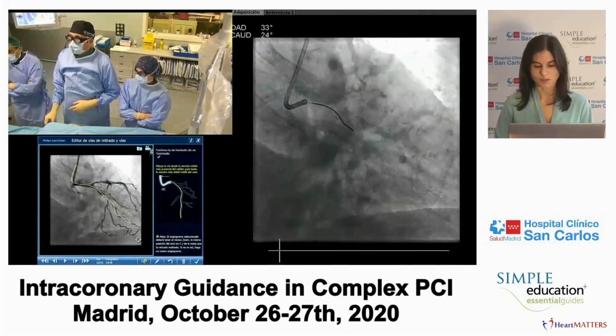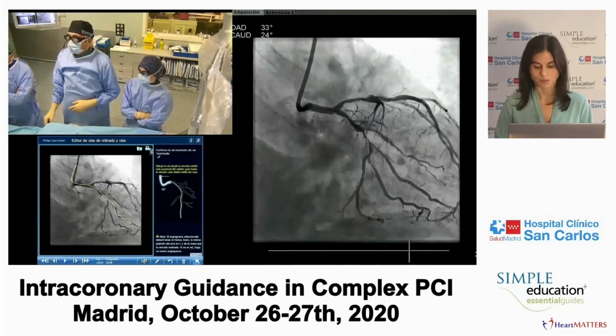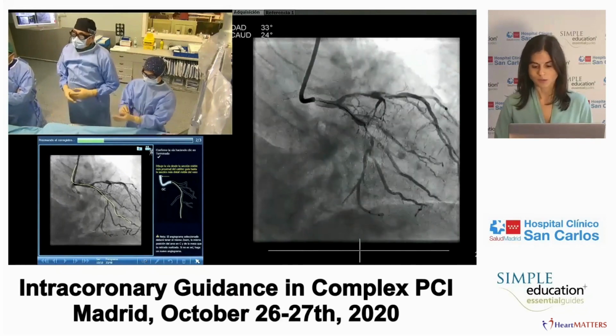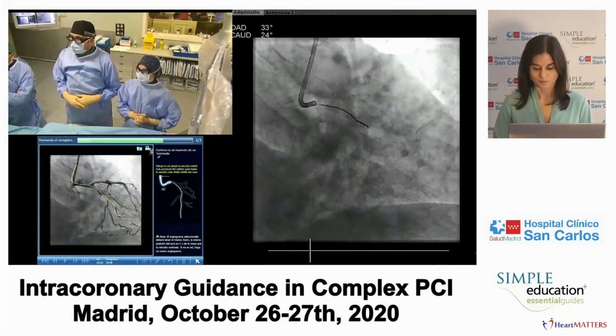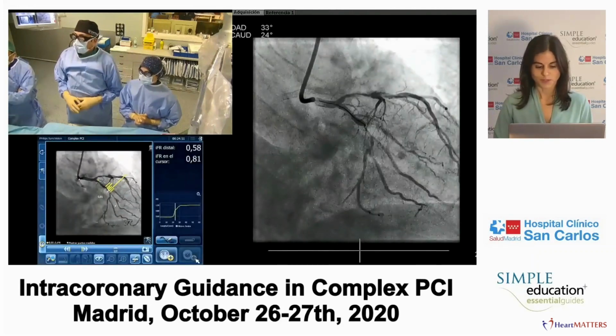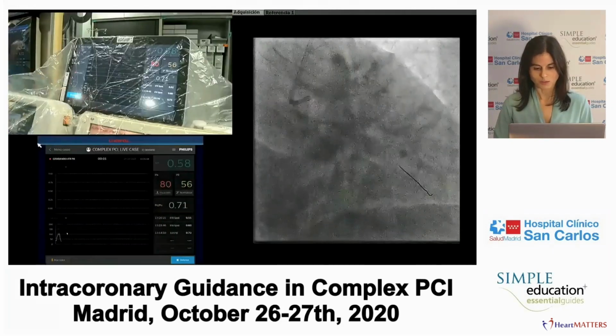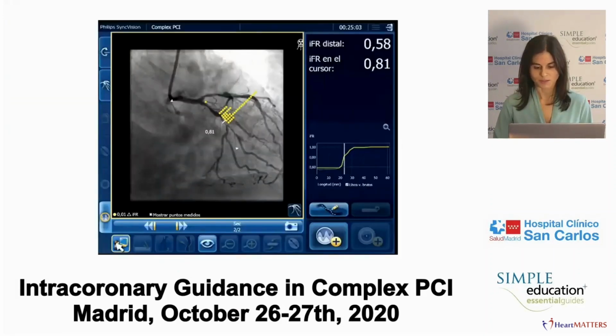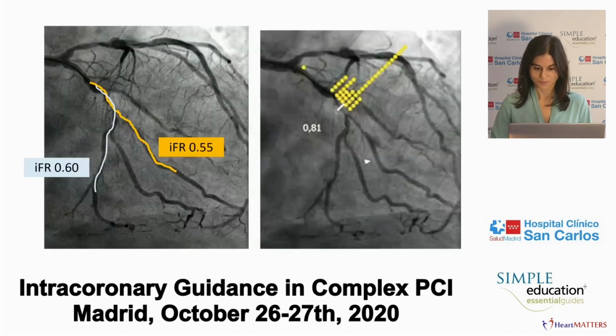So I'm showing you here the results. So you can see the IFR towards the second marginal was 0.55, towards the circ was 0.60. You can see all the dots located there in the circ. So we also assess what would be the result of treating this lesion towards the second marginal. You can see that treating this part with a stent, we would probably normalize completely the IFR at the level of the second marginal. But the question now would be, how would you treat this circumflex bifurcation?